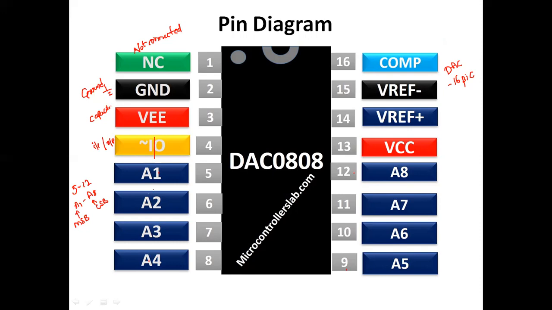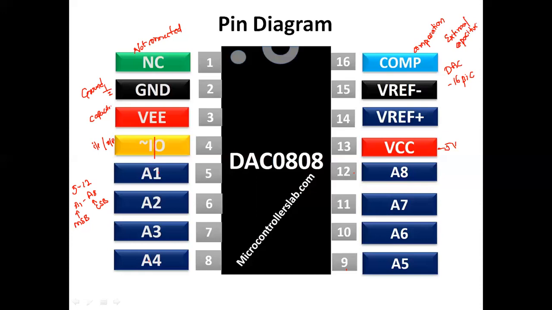Next, VCC. This is the 5 volt power supply which we are going to give to this pin in order to work. And V reference positive and V reference negative, these are the positive and negative reference voltages. And finally, the 16th pin is compensation. This is the compensation pin, where we connect an external capacitor.